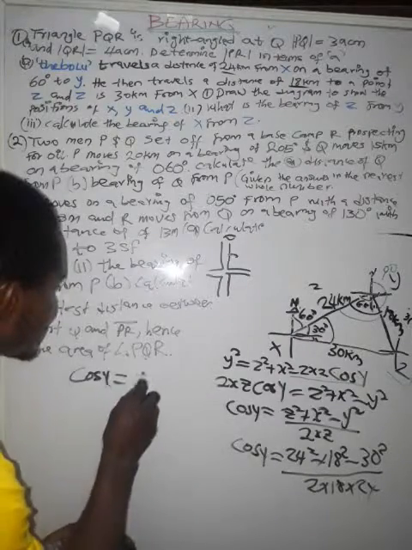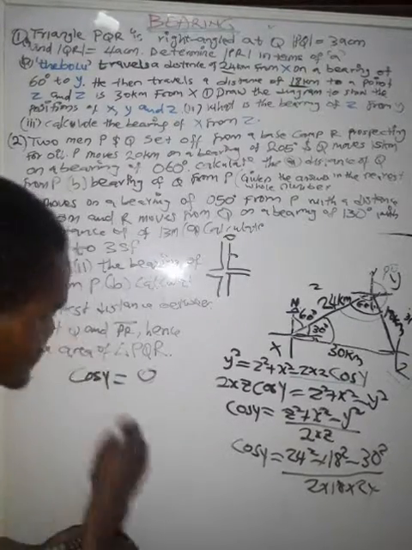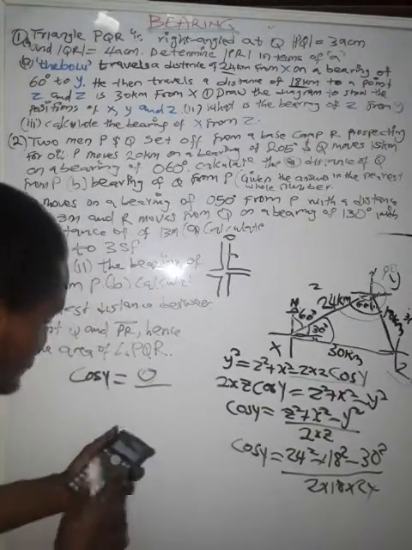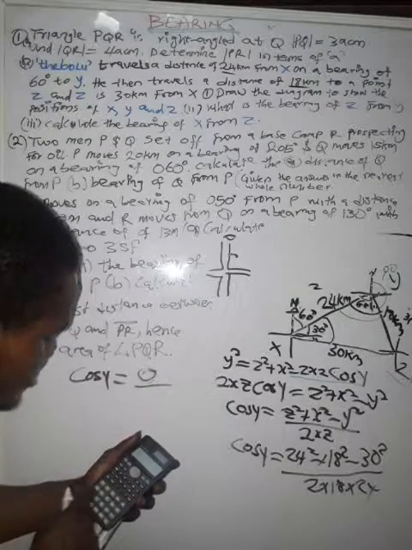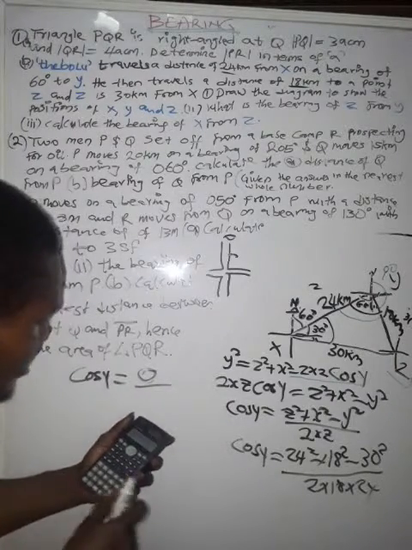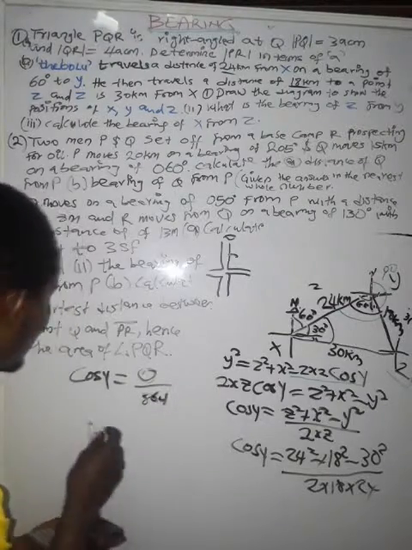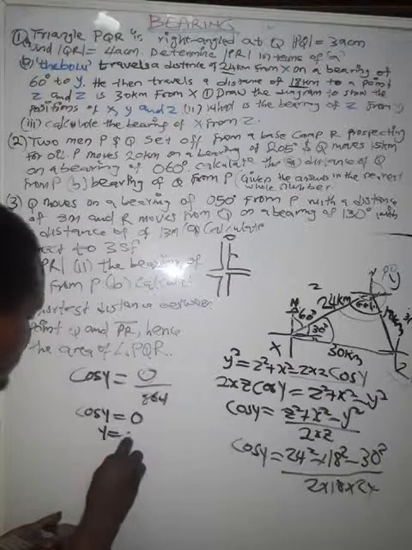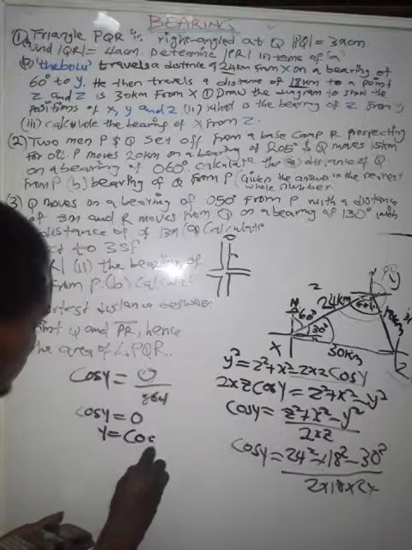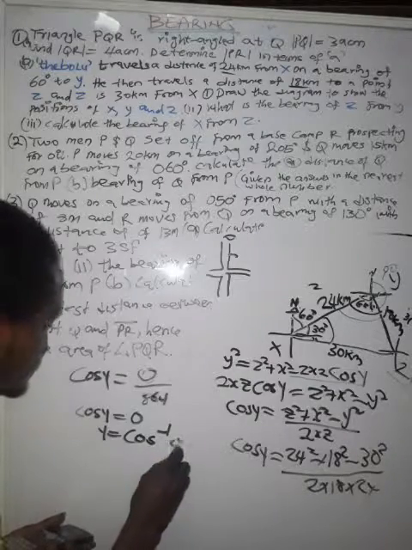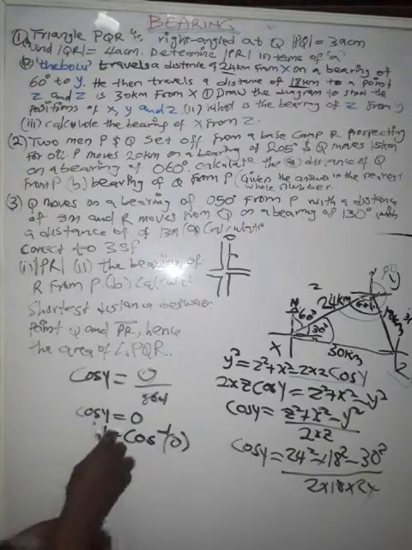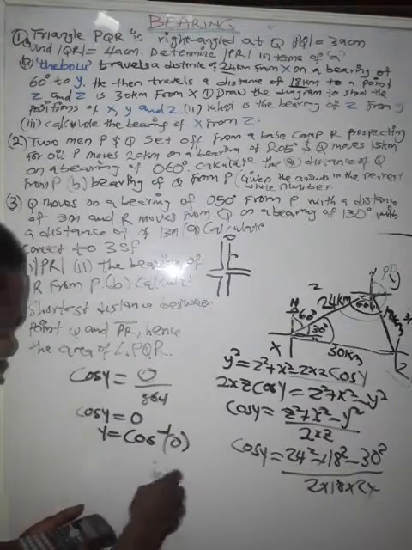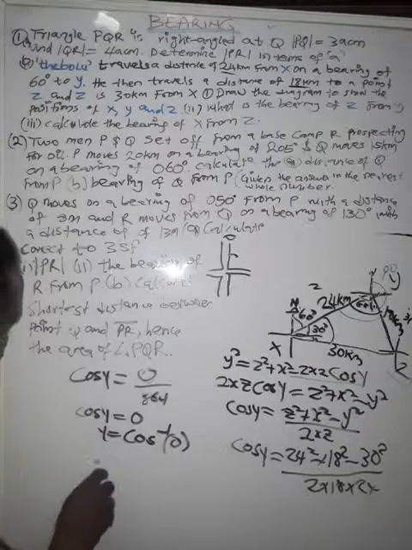So everything in that place gives me 0 over, I won't even bother myself dividing because it will still be 0. So let's just do it: 2 times 18 times 24. That will give me 864. So at the end of the day, cos y equals 0. So y will now be arc cos of 0. You see now. Because I'm transferring this cos to the other side, it changes. So from here, just press shift cos. That is how your y will be.